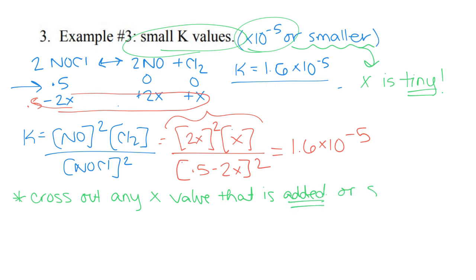So I'm going to look at my K expression over here and I'm going to be like, okay, are there any X's that are added or subtracted? This one is right here, 0.5 minus 2x. I can cross that out from my equation.